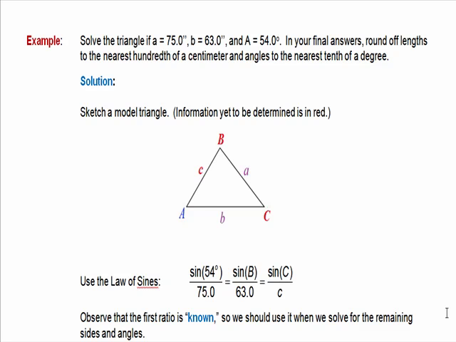Let's look at another example. I'd like to solve another triangle. This time I know side A is 75.0 inches, B is 63 inches, and angle A is 54 degrees. So I'm going to start off again by sketching a model triangle.